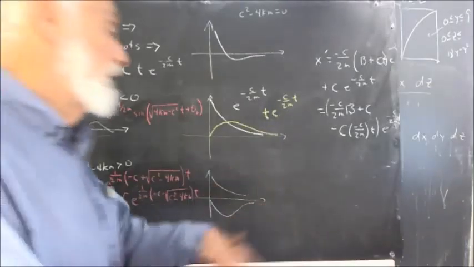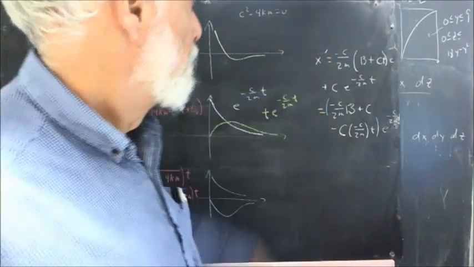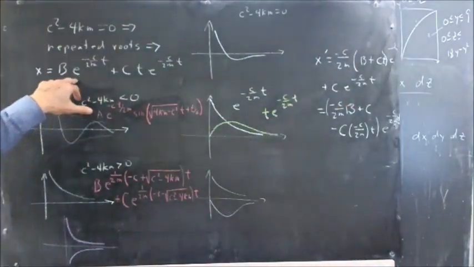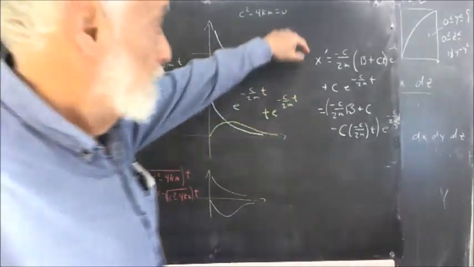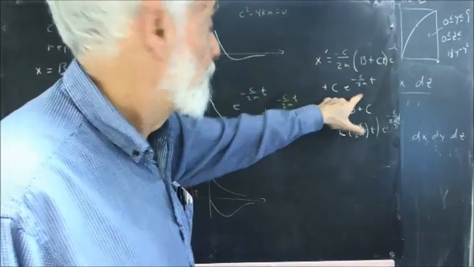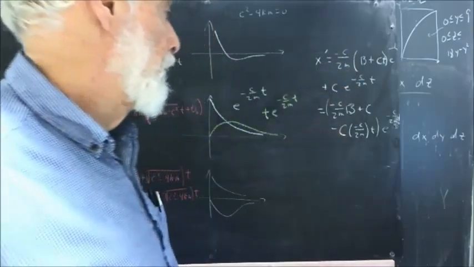Now, Richard worked through something. He took the derivative of this function, and he made an argument that the derivative of this function, of course, is equal to this. That's an easy derivative to take.